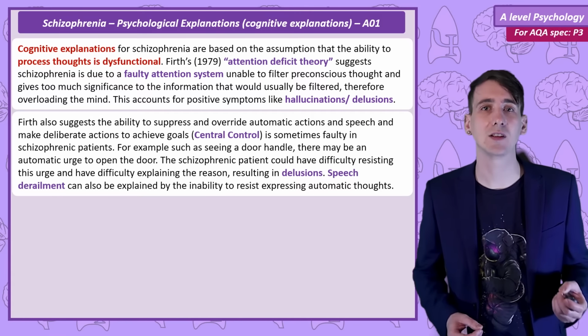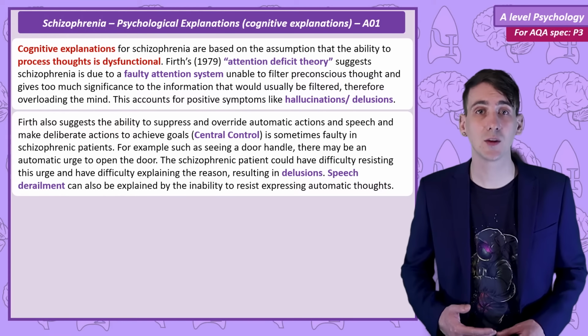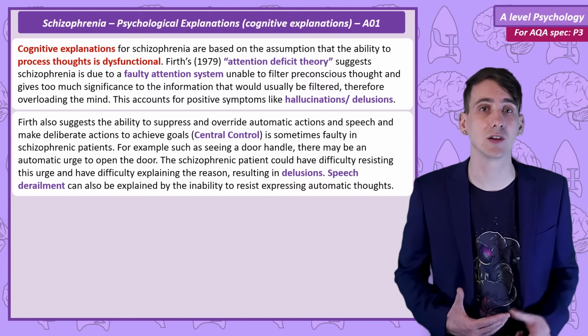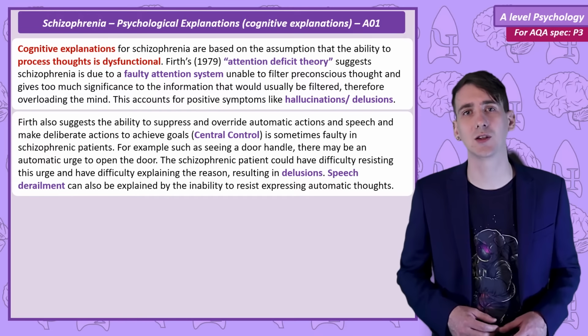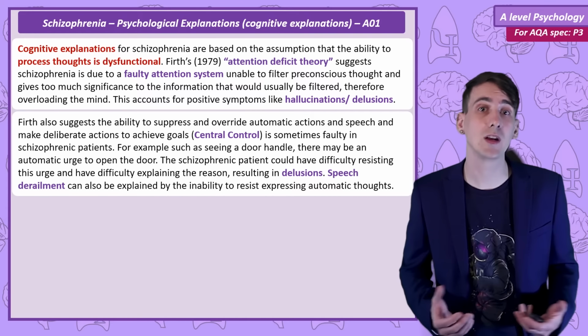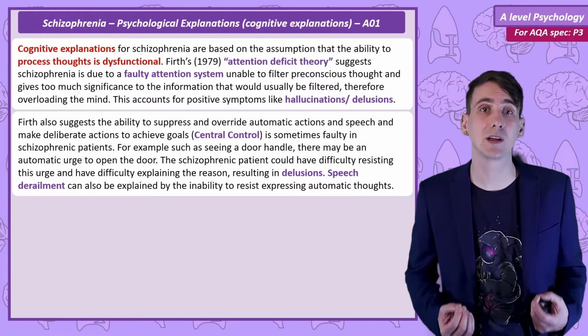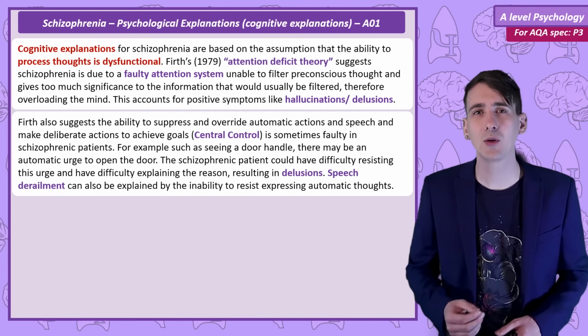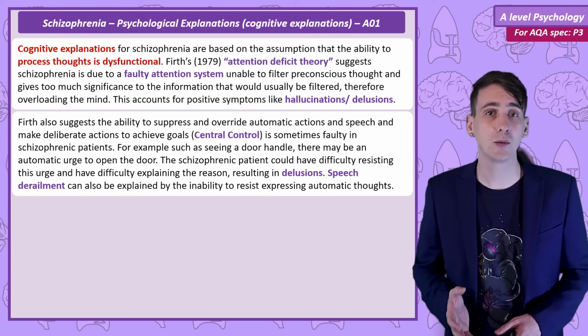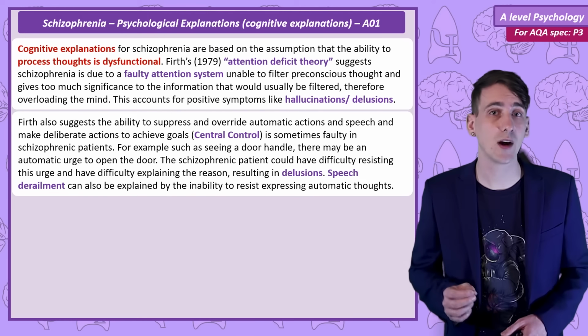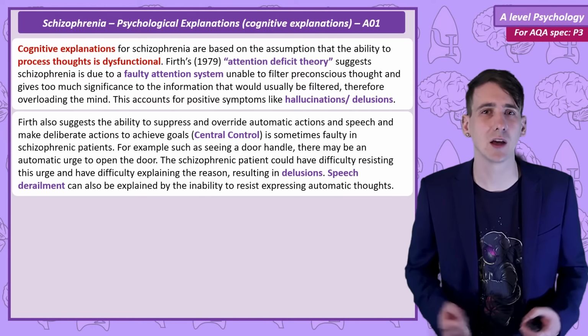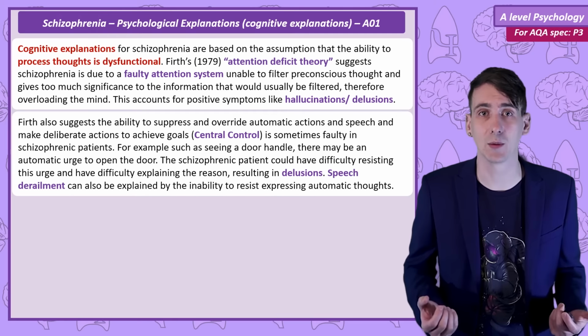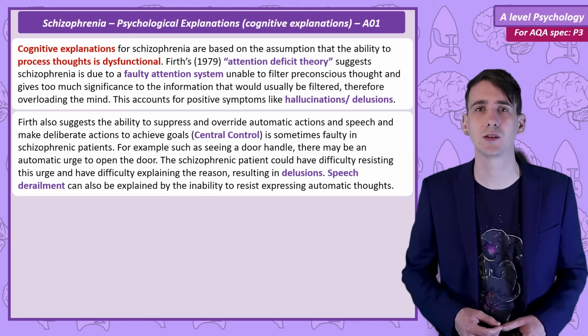Firth also suggests there's an issue with central control. This is the process we use to make deliberate actions, suppressing automatic actions and speech. For example, seeing a door handle, there might be an automatic urge to open it that would normally be suppressed. However, with problems with central control, a schizophrenic patient might have difficulty resisting the urge and struggle to explain why they opened the door, resulting in delusions.